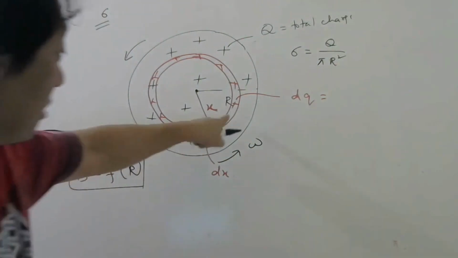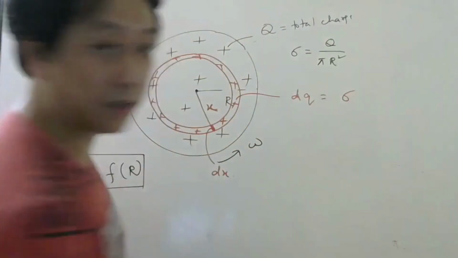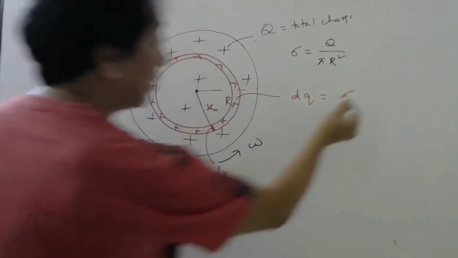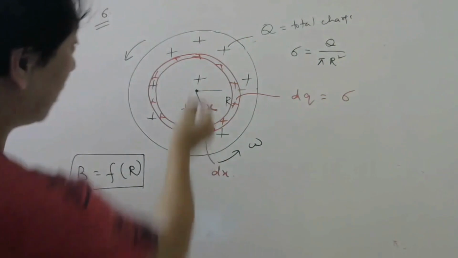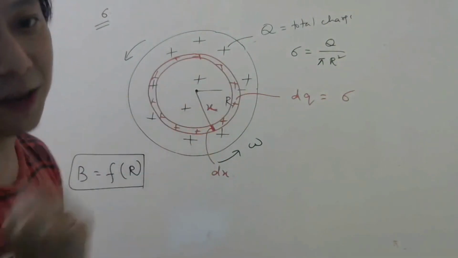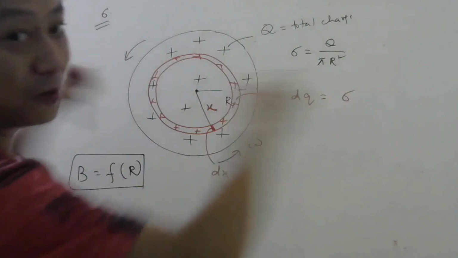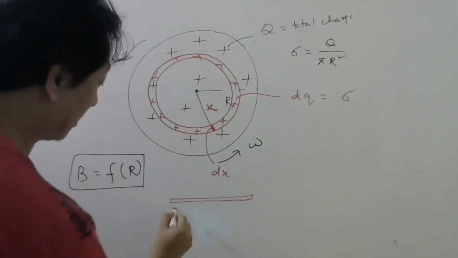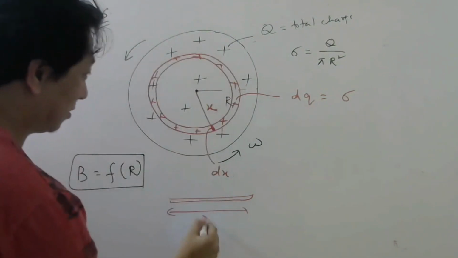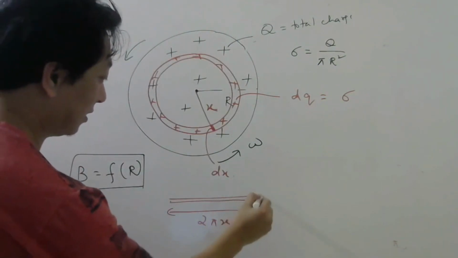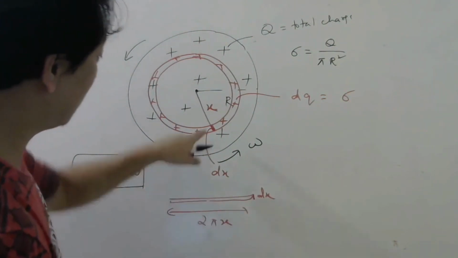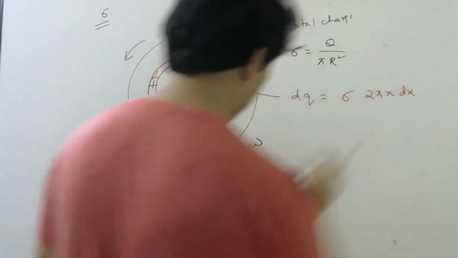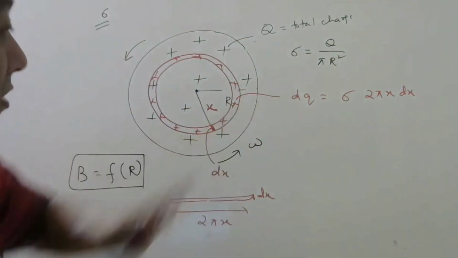What will be the charge on that small part? Sigma, surface charge density, into area of this ring. So charge on this ring will be charge per unit area into area of this ring. Area of this ring: cut this and open, it will be almost like a rectangle, right? This length will be the circumference, 2 pi x, and this thickness is dx. So the area of this ring will be 2 pi x dx, right? Length into breadth. So that is the charge on this ring.